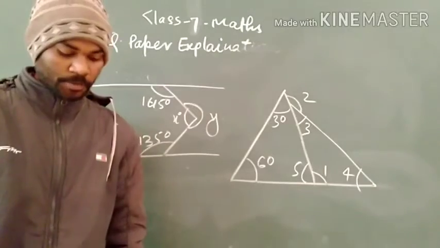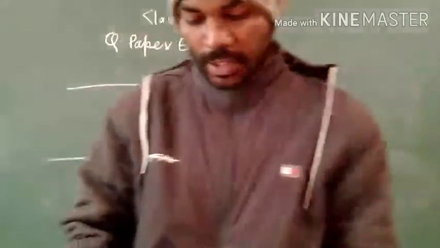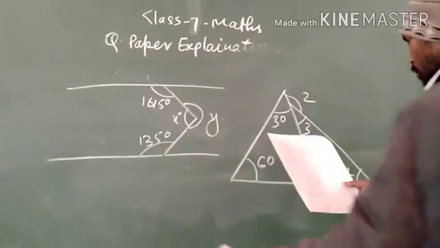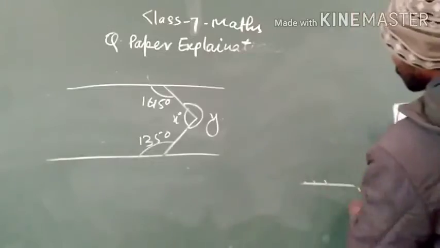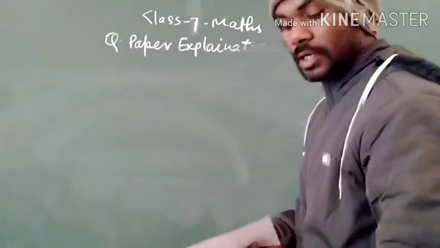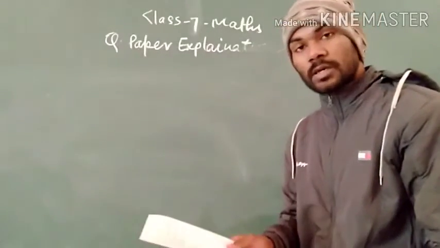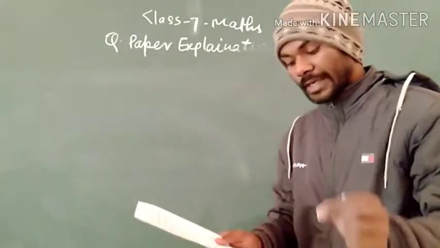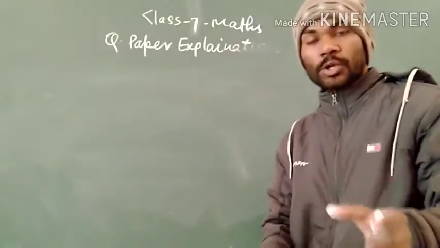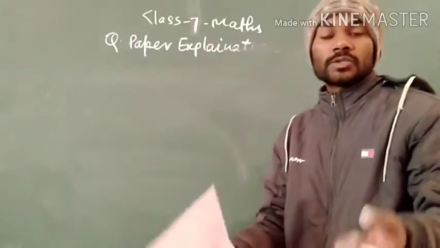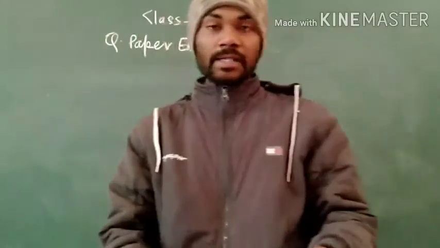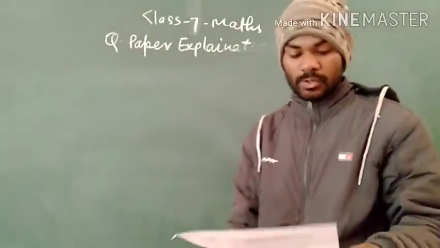The next is, if 340 grams of sugar is needed to make 12 sweets, then how much sugar is needed to make 20 sweets? You will apply the unitary method to get the result of the third question. First of all, find the requirement of sugar for 1 sweet and then multiply that by 20. You will get your result.